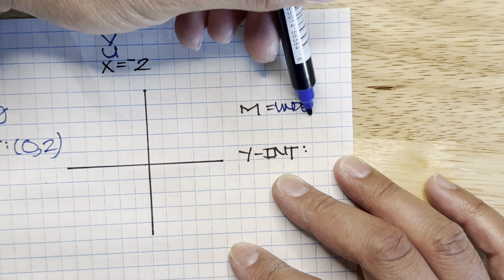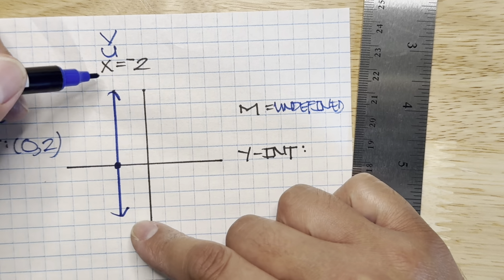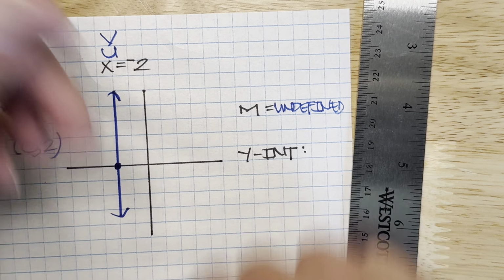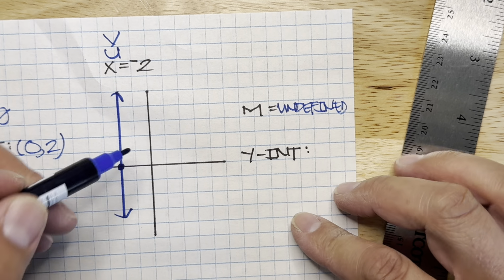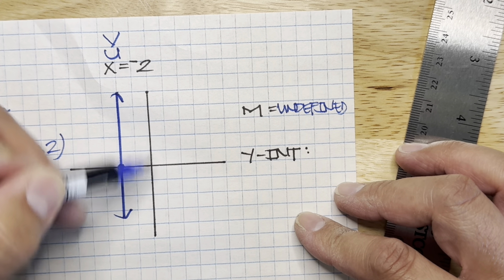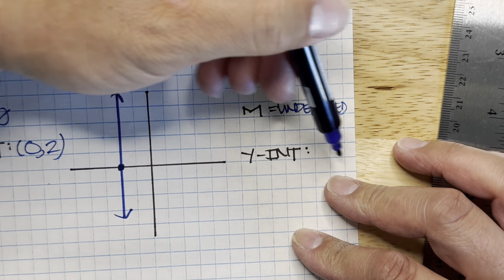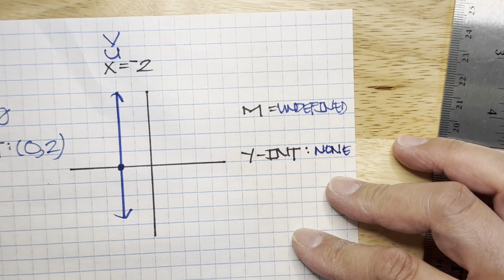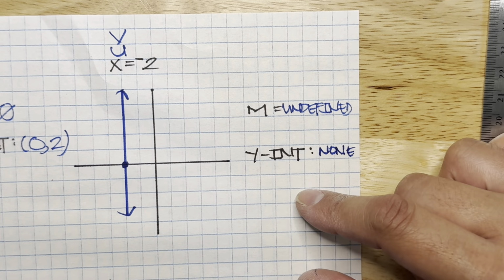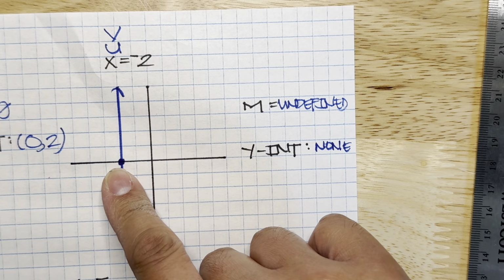Look, it checks out. Our slope is undefined. You can't go up and down at the same time. You're going to stretch yourself out, so undefined. And then the y-intercept, well, does this line cross the y-axis? Nope. So y-intercept is none. There's an x-intercept, but your teacher may not ask you that. The x-intercept is at (2, 0), but I'm asking you, what's the y-intercept? It doesn't cross the y-axis, so none.